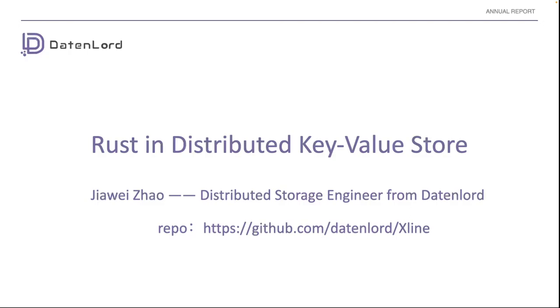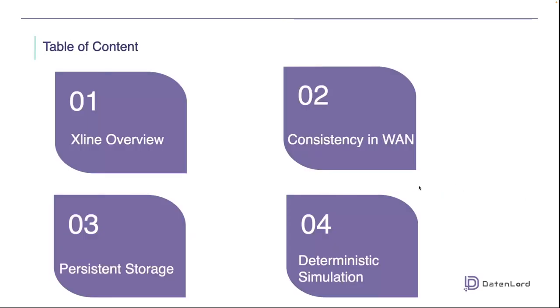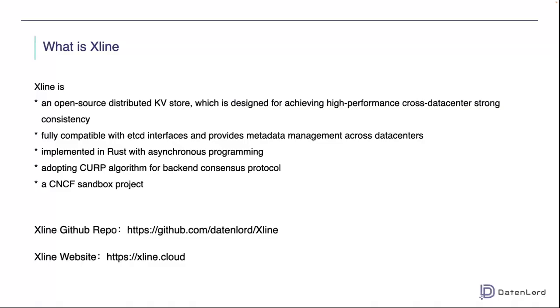The topic of today's presentation is Rust in Distributed Key-Value Stores. We will use the distributed KV engine, Xline, as an example to explore how to use Rust to develop a distributed KV storage engine. The content of today's presentation is primarily divided into four sections: the Xline overview, consistency in Xline, persistent storage, and deterministic simulation. All right, without further ado, let's dive into today's topic.